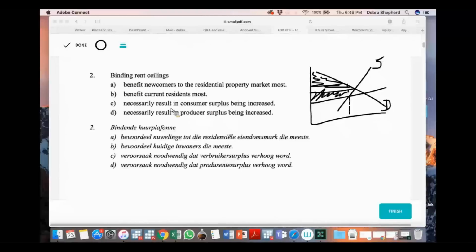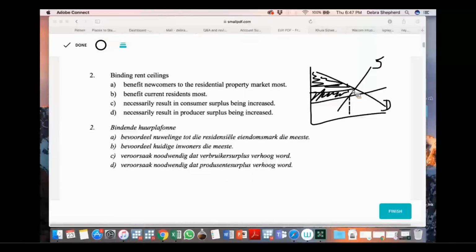The important thing to know here is that binding rent ceilings do not necessarily result in consumer surplus being increased. And the reason why is that the loss in consumer surplus due to deadweight loss might actually have been larger than this gain in consumer surplus due to a lower price. So it really just depends on how I draw the graph.